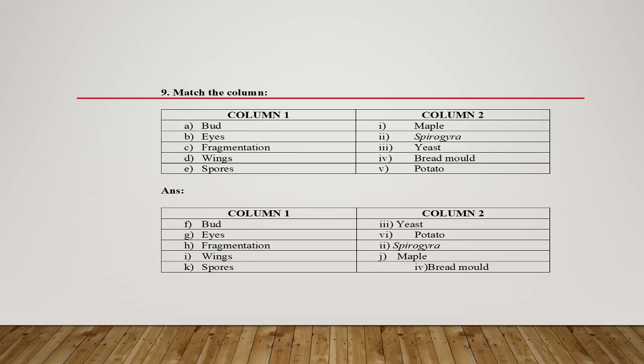So from this discussion, we have seen that column A contains five mechanisms or five specified structures, which match with column two's five organisms which have those structures. Okay, so here are the NCERT questions 7, 8, 9.